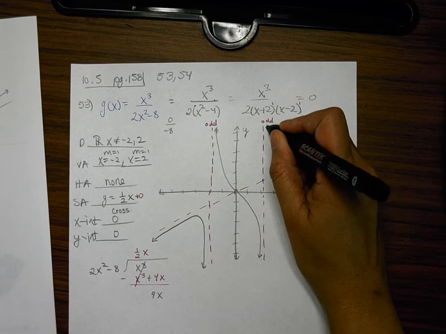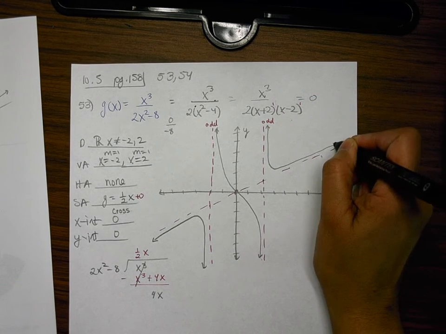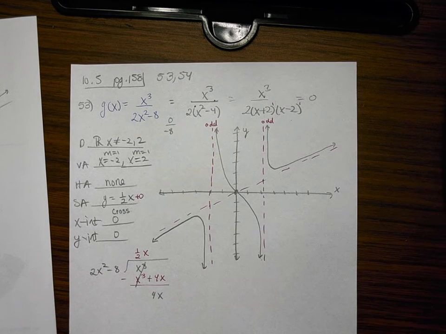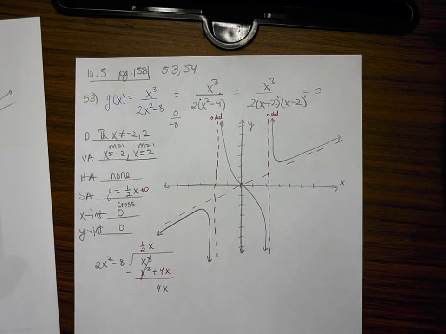I approach these two asymptotes, which makes sense because I have no x-intercepts to be on this side here. That there is the beautiful graph. Okay, that is it for 53.